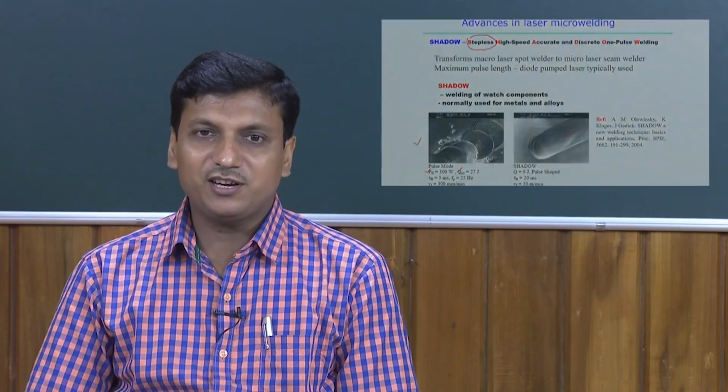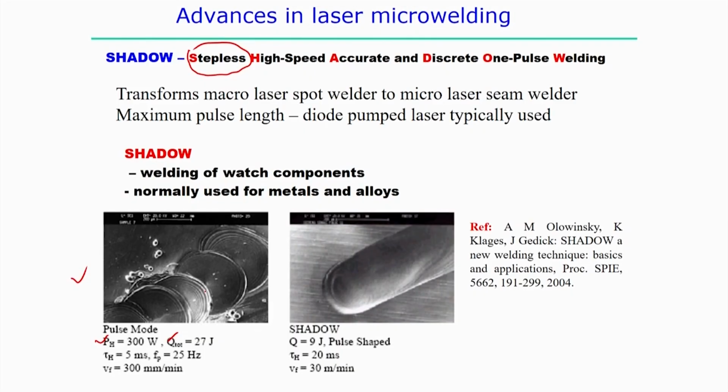So in the second figure, the shadow technique is nothing but the moving of the laser, where pulse energy is 9 joule, the pulse duration is 20 millisecond, and velocity Vf equals 30 meter per minute. So it's a very high velocity. When the laser is moved with a very high velocity, probably the weld length can be covered within the duration of the pulse. So that is the implementation.